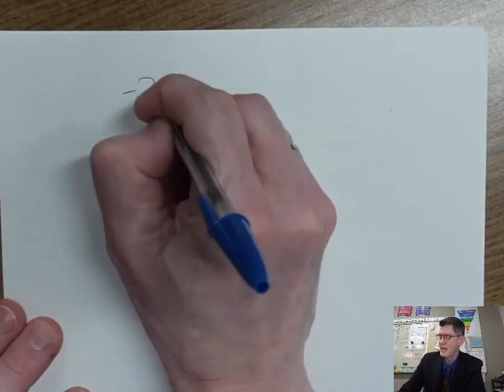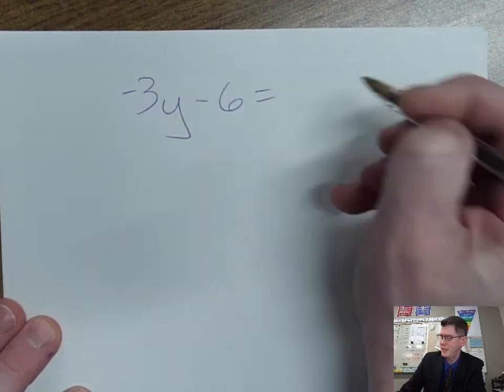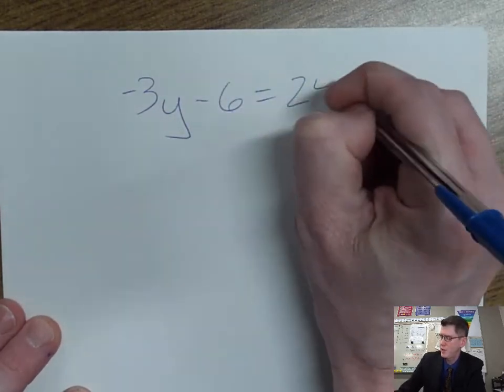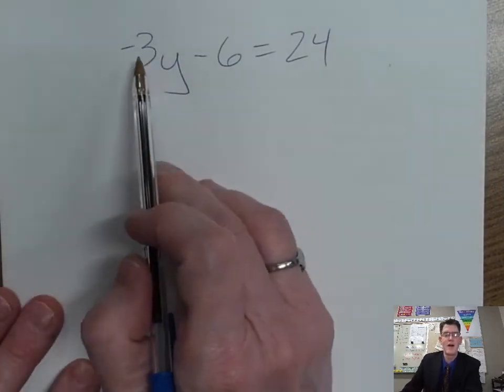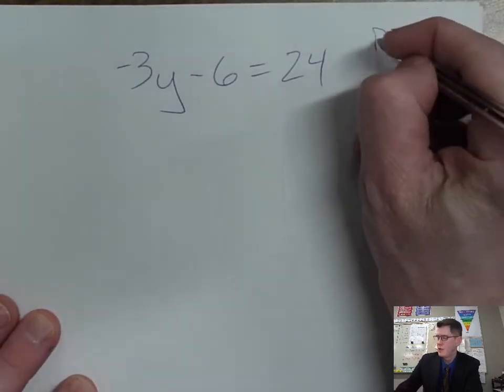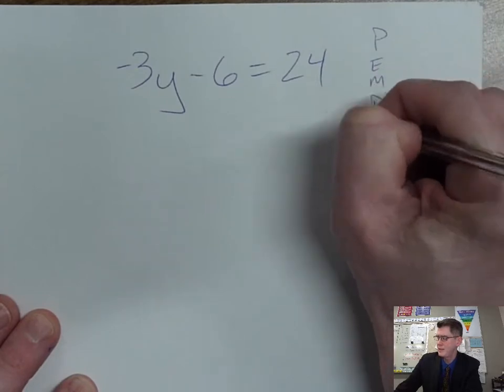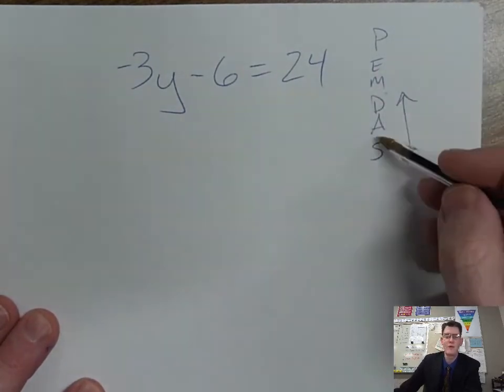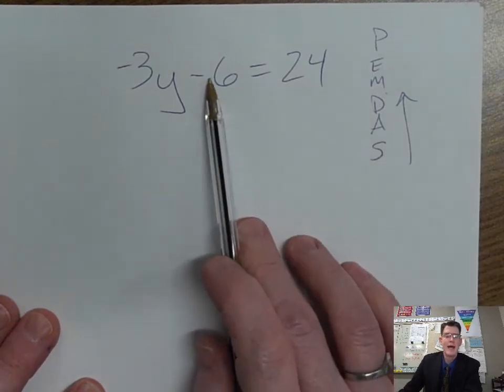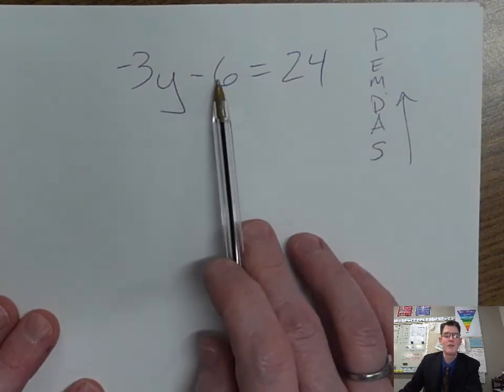Let's say I've got negative 3y minus 6 is 24. The process is still the same. First of all, I undo it in the opposite order. So what was PEMDAS is now like SADMEP. We just go backwards. So I look for any add and subtract, and I undo that off the variable first. So I undo this first.